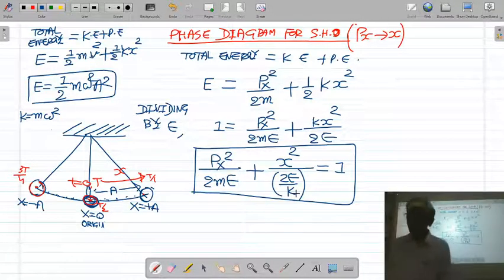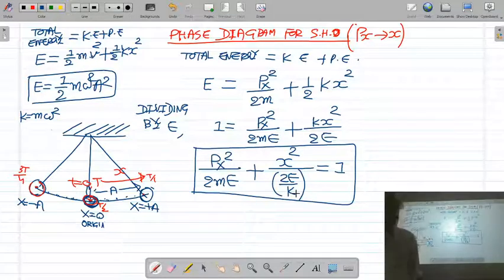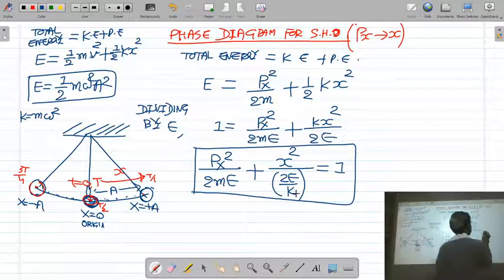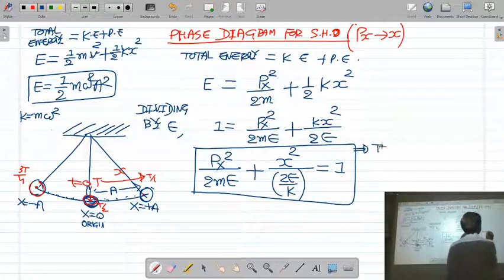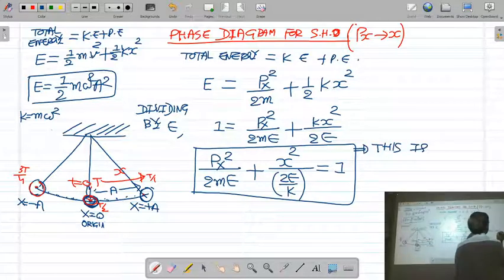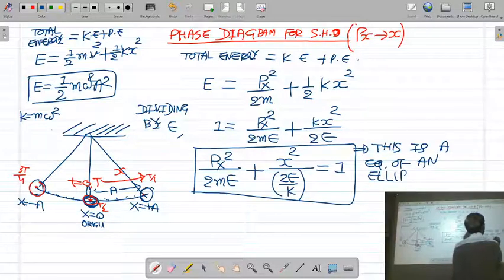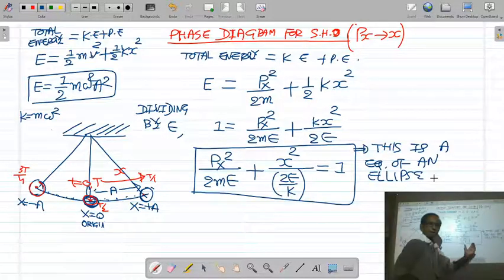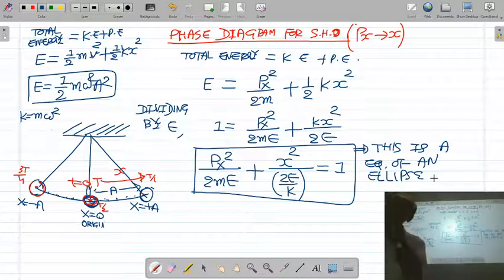You know the equation of an ellipse, that is x square upon a square plus y square upon b square is equal to 1. So this is the equation of an ellipse. Yes, so please recall the equation of an ellipse.